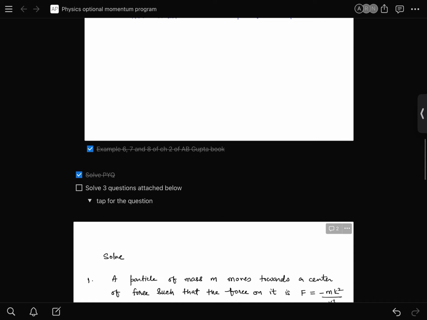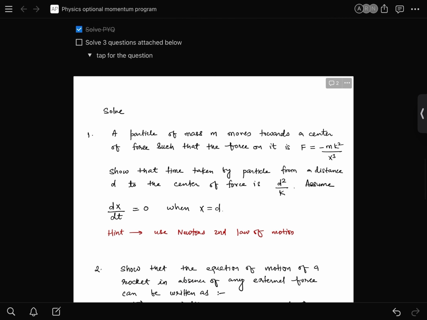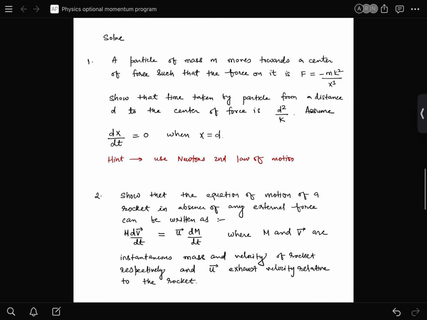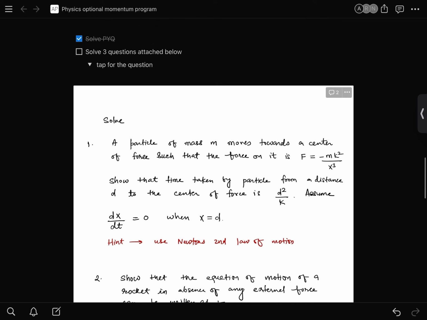Then the next task was to solve PYQs. He also did that. He was pretty fast, so I sent him more questions. Here we have three questions which he has not totally solved yet. Question one is on the second law of motion, and two and three are from rocket motion. He solved the second and third, and he asked for help with question one.